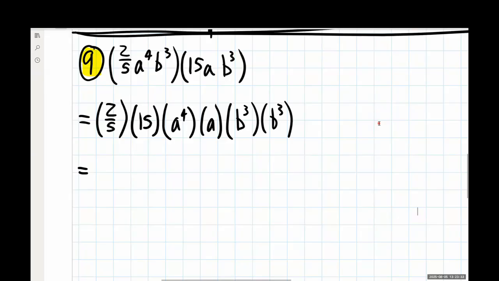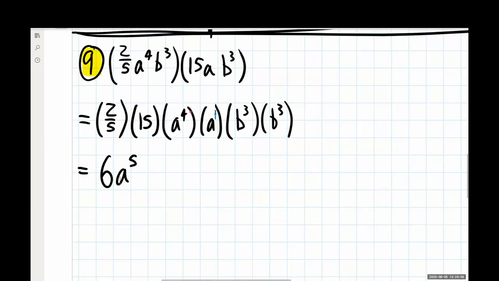So when I multiply these things together, let's see what we get. I have 2/5 times 15. If you want to use your calculator and use MathFrac with that, you are welcome to do so, although I believe this ends up just being the nice, easy number 6. I have a to the fourth times a. This a is assumed to have an invisible 1 hanging out there as an exponent. So a to the fourth times a to the first. The product rule states that I'm going to get a to the fifth.